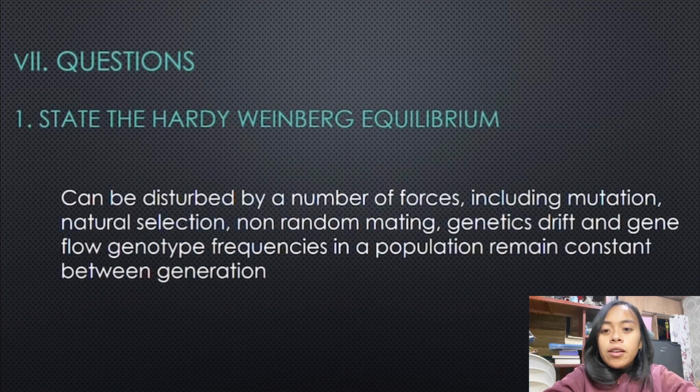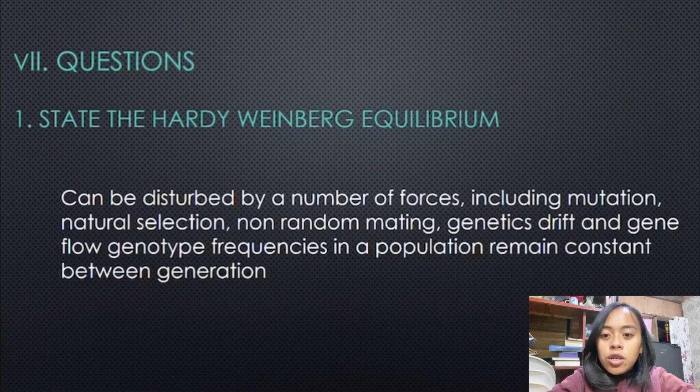In part 7, the study guide questions. In the first part here, state the Hardy-Weinberg equilibrium. It says that it can be disturbed by a number of forces including mutation, natural selection, non-random mating, genetic drift, gene flow. Genotype frequencies in a population remain constant between generations.